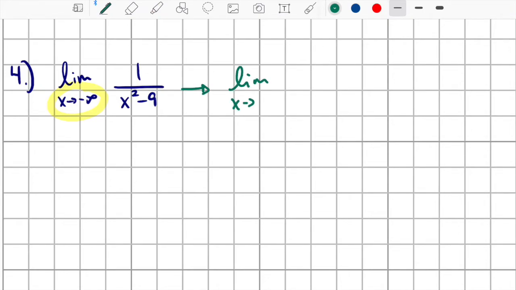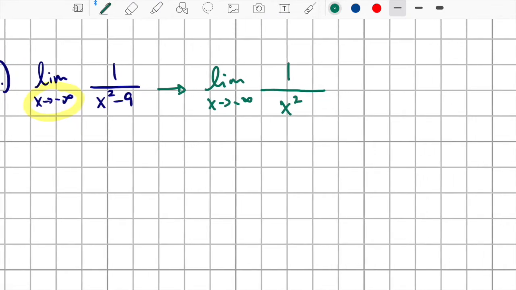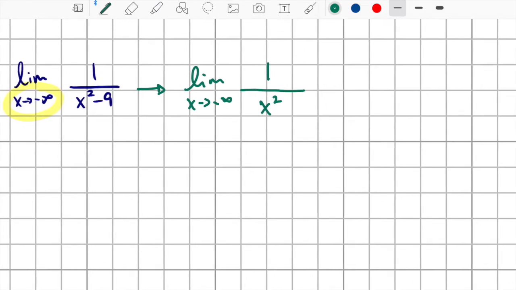Limit as x approaches negative infinity of the term of highest degree. Well, in the numerator, we only have a 1. It's a constant, so we're just going to leave it alone, 1. And in the denominator, we have x squared and negative 9. X squared is the term with highest degree. So you ignore the 9. The 9 is not going to do anything to the denominator. So now we look at this. Notice that the denominator is approaching negative infinity. So therefore, that means that the limit is equal to 0.